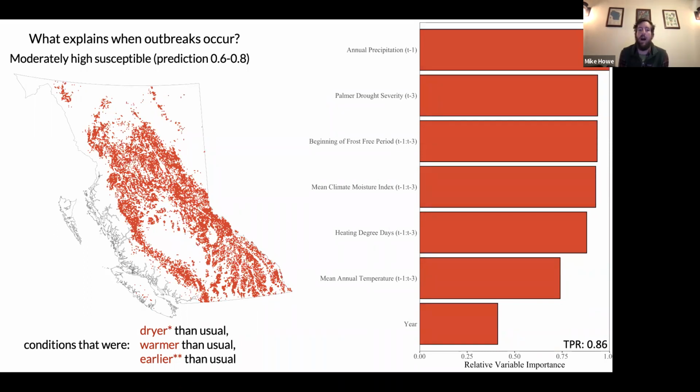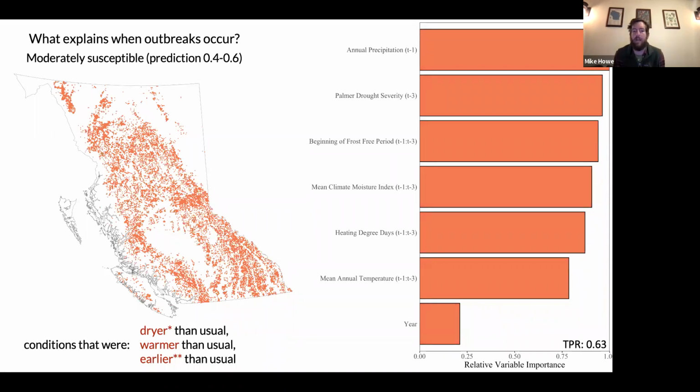We can then do the same thing for the other predicted landscape susceptibility classes. For the moderately high class, we see a pretty similar set of predictors, where we have annual precipitation as the best predictor, followed by Palmer drought severity, and then also the beginning of the frost-free period measured in days. And again, our true positive rate is pretty good here at 0.86.